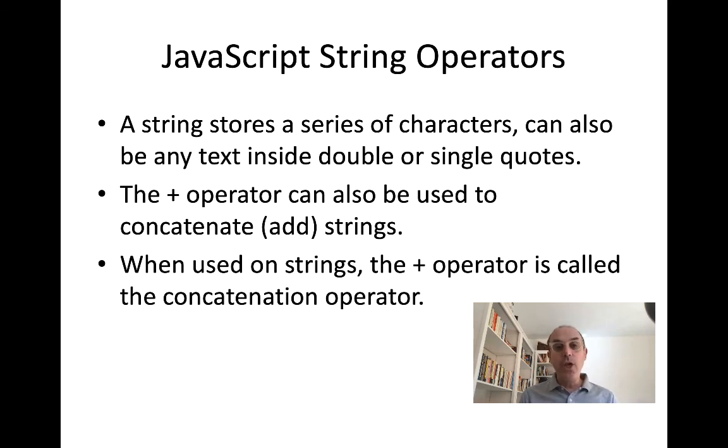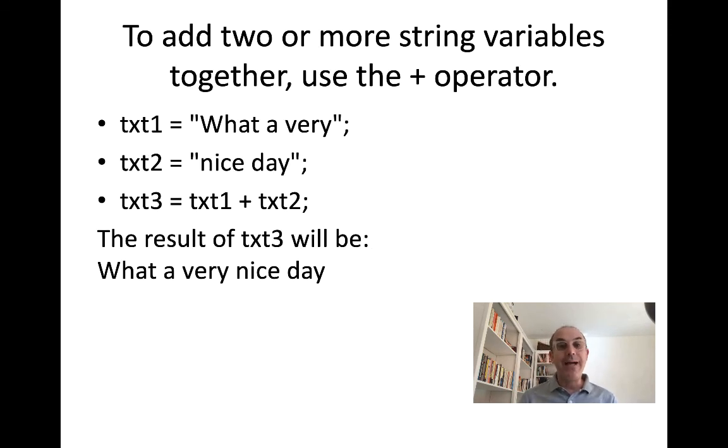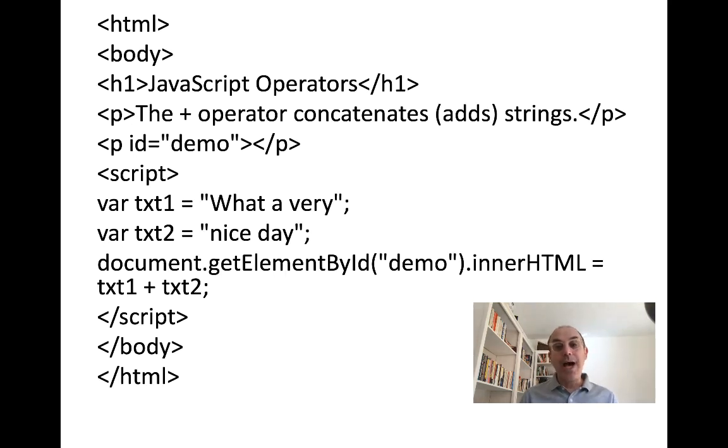So when we use a string, it's called the operator in order for us to apply that. For example, text 1 is "what a very", text 2 is "nice day", and I can add text 1 and text 2, which will end up as "what a very nice day". And so how do I produce it?